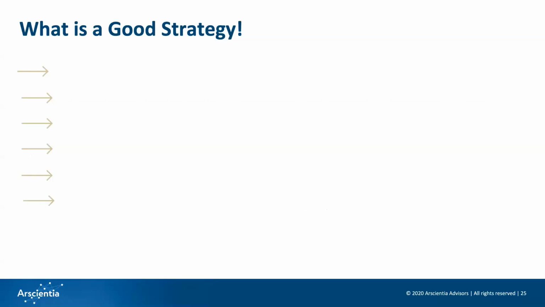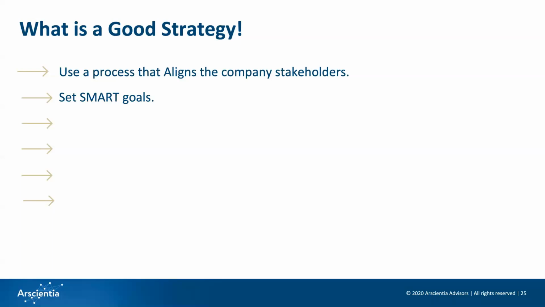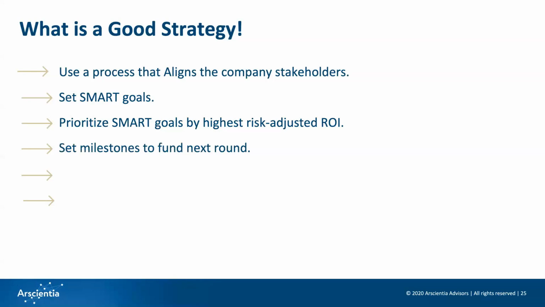So what's a good strategy? A good strategy is to use a process that aligns all the stakeholders. The second thing you do is you need to set SMART goals. The third thing one needs to do is prioritize the SMART goals by the highest risk-adjusted return on investment. And then we need to set the milestones to fund the next round.